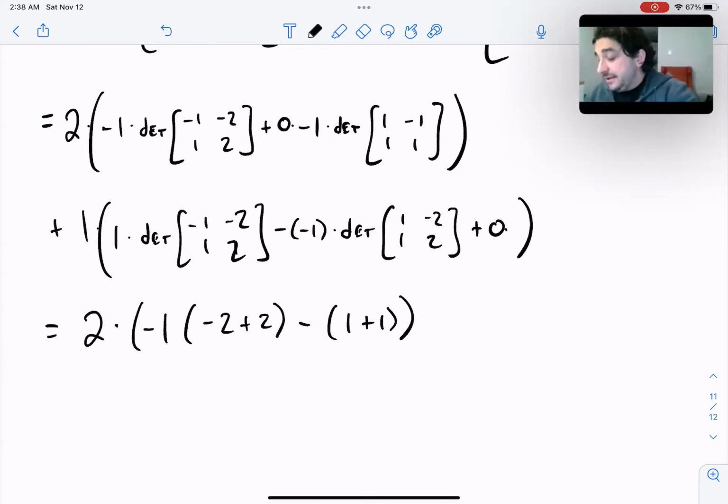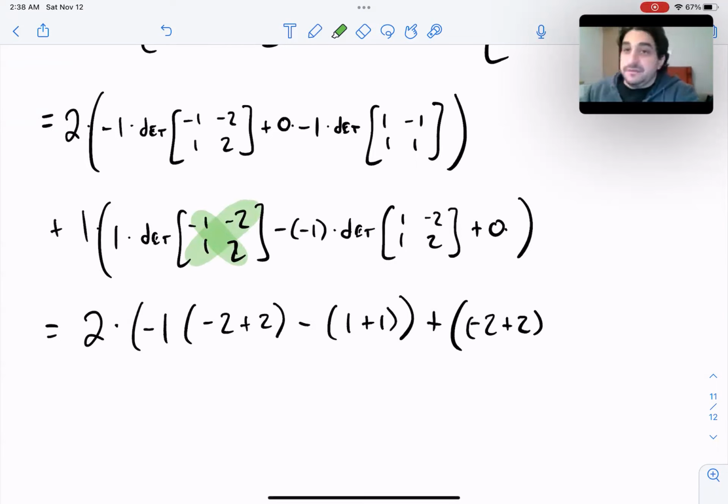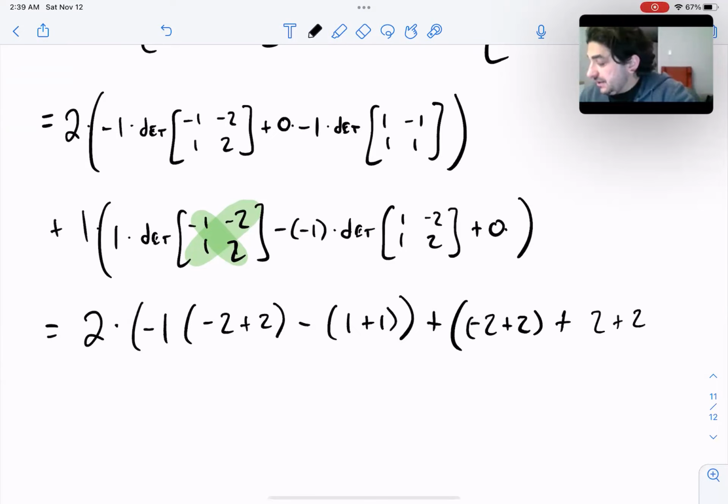Right? So that's our top one. Then what do I add to that? I add to that this next determinant, which is going to be what? 1 times -2 plus 2, right? And just to make it clear what I'm doing, -2 plus 2, where you do AD minus BC, that's what I'm calculating there. And then I have plus double negative, right? So it's plus 2 minus negative 2, which is plus 2.